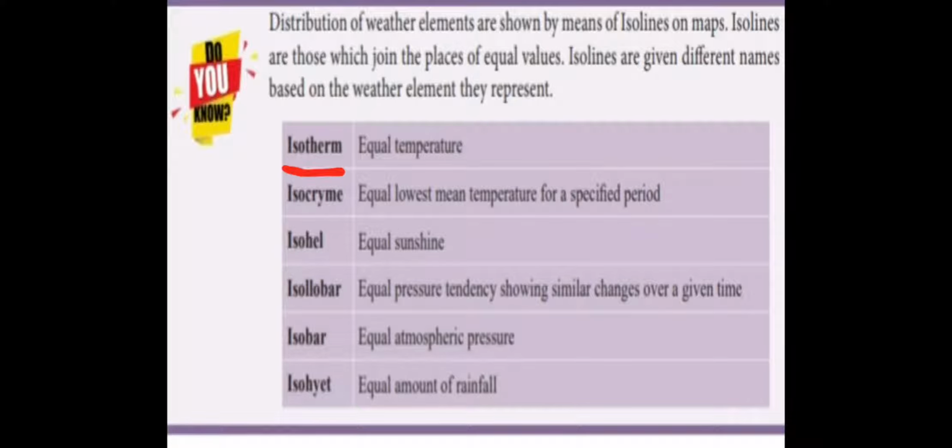Isotherm is equal temperature. Next one is isochron, equal lowest mean temperature for a specific period. Next, isohel is equal sunshine. Next, isallobar is equal pressure tendency showing similar changes over a given time. Next is isobar, equal atmospheric pressure. And the last one is isohyet, equal amount of rainfall.